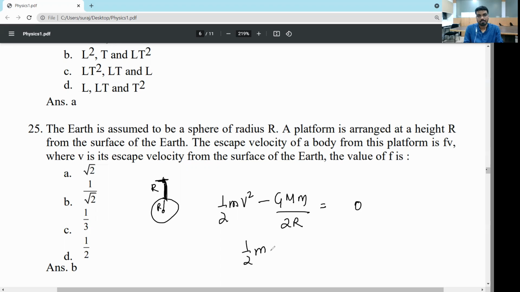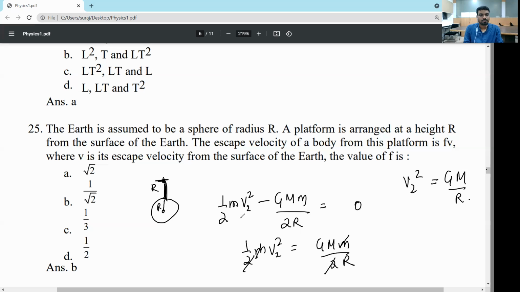So half m v square, let's say this is v2, equal to GM by 2r. The 2 will get cancelled. This is one equation we got. v2 whole square is equal to GM by r.